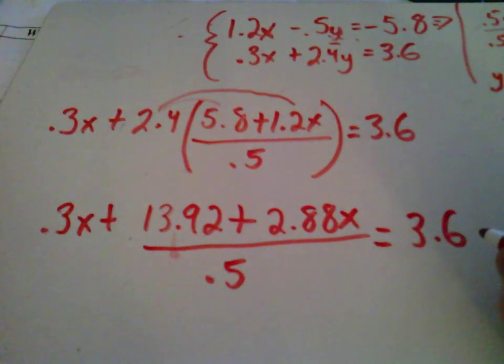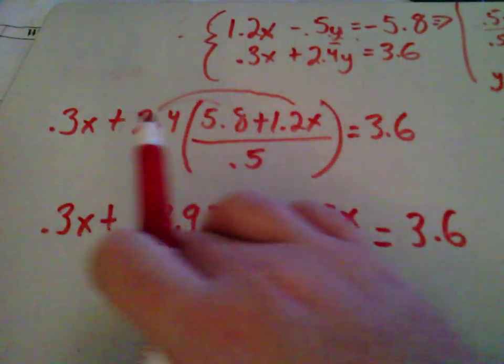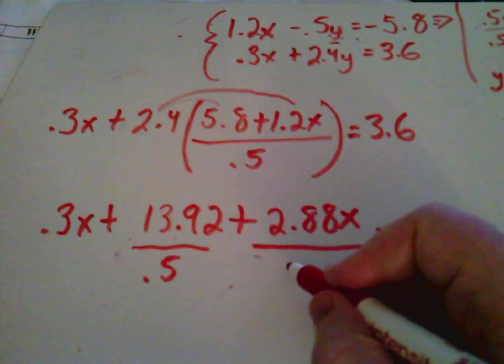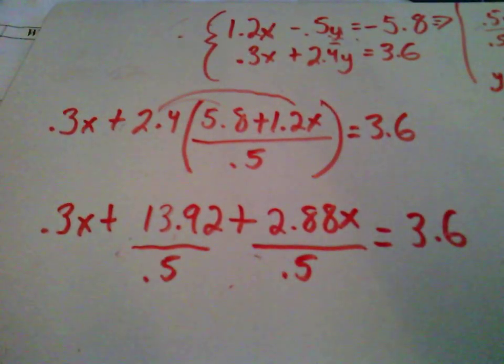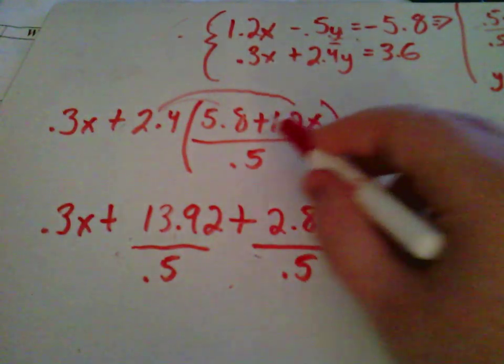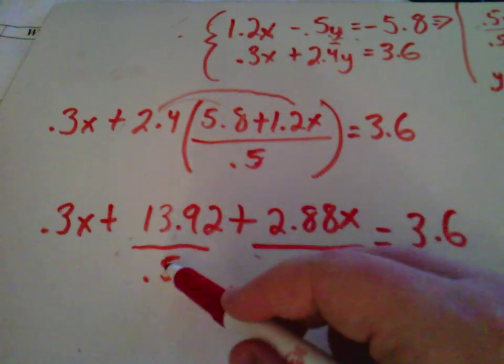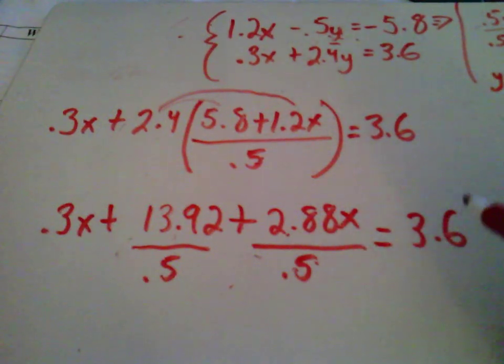And now you're looking at this, you're like, what the heck do I do next? Well, let's rewrite this a little bit. This is actually 13.92 divided by 0.5 plus 2.88x divided by 0.5, okay? We can use our knowledge of how fractions and division work. If this entire thing is being divided by 0.5, that's the same thing as 13.92 divided by 0.5 plus 2.88x divided by 0.5.